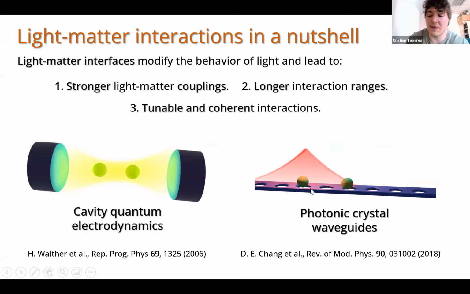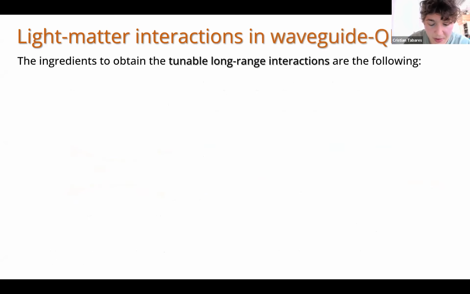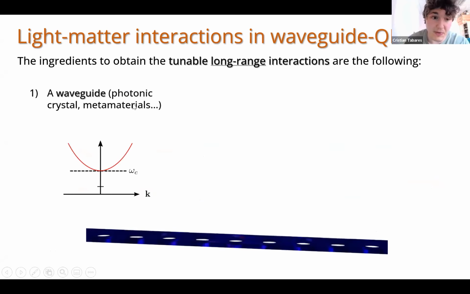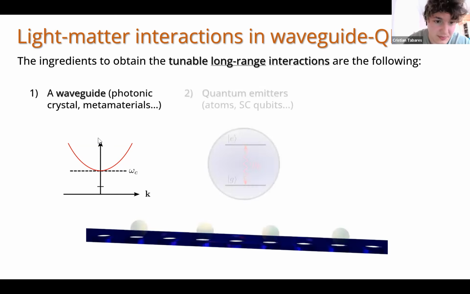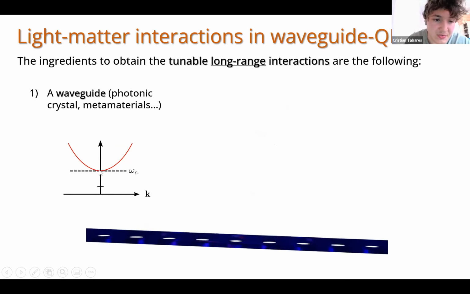I will focus specifically on this second one. With this setup, to obtain these tunable long-range interactions, you need the following. First you need a waveguide, which can be, for example, a photonic crystal, also a metamaterial, whatever. And this waveguide simply is a periodic structure. So here you have the holes that repeat, and since they are periodic, you have a given band structure. Here you have the band structure that depends on the wave vector k. And this is your platform.